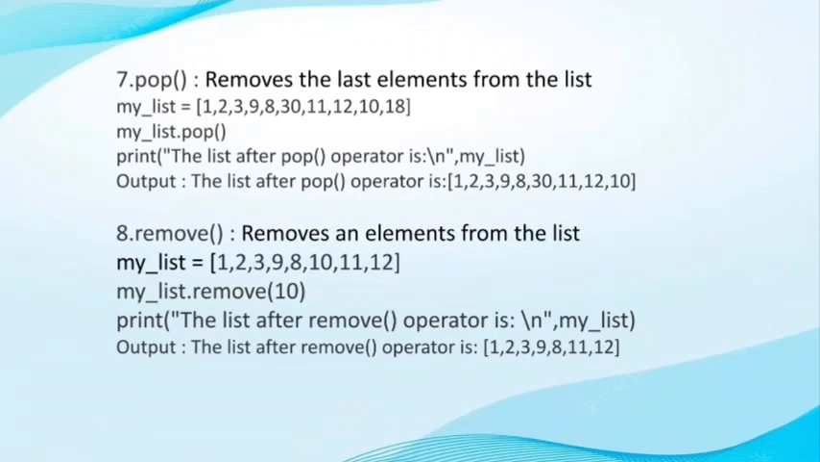And coming to the 8th operation, remove, which means it removes an element from the list. Suppose we take any list, MyList, and we are given the values 1, 2, 3, 9, 8, 10, 11 and 12. Suppose if we want to remove an element 10, we have to write listname dot remove of 10, in which the syntax is listname dot remove of. We can observe that the output is 1, 2, 3, 9, 8, 11, 12, in which the element 10 is removed.